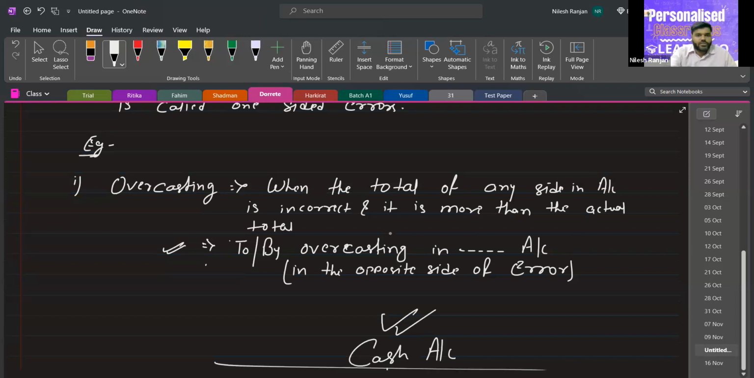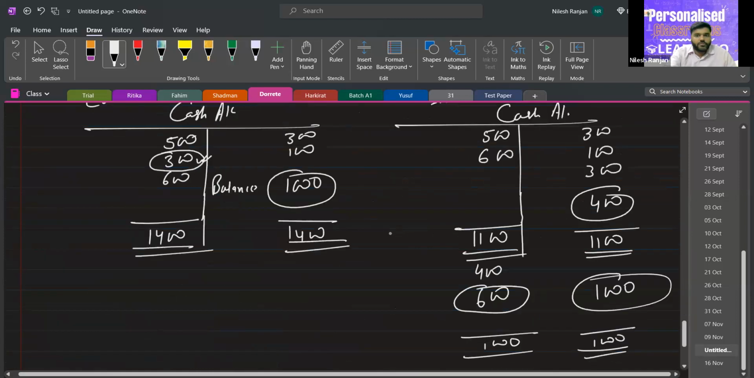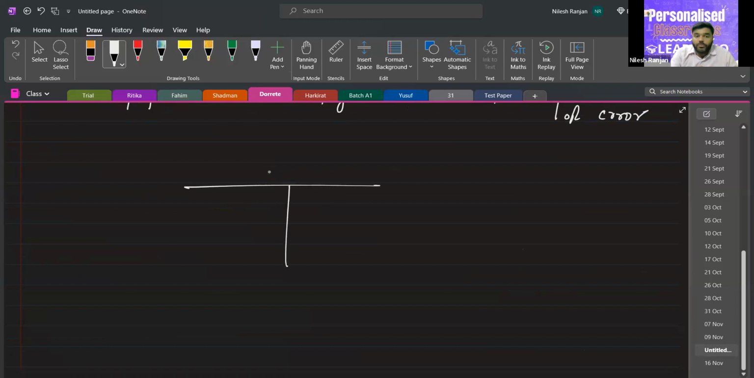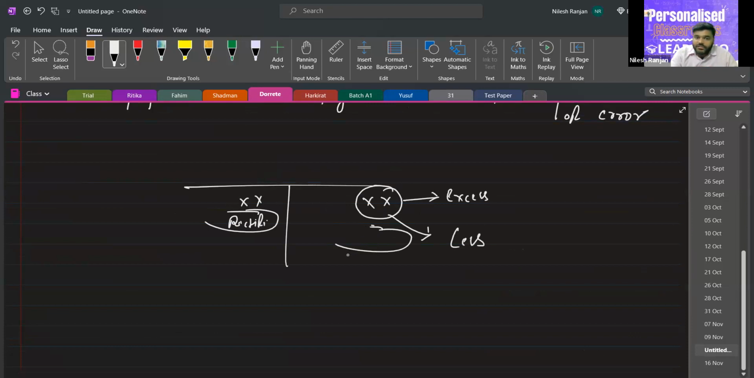Yes. So first of all, you have to think on which side the error is. Whatever account you are preparing, the error is either on the debit or the credit. If it is on the credit side and it is excess, then you have to write the rectification on the debit side. And if it is less, then you have to write the rectification on the same side. Okay.